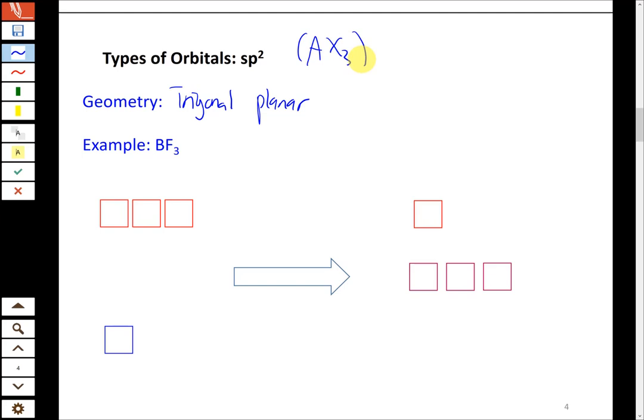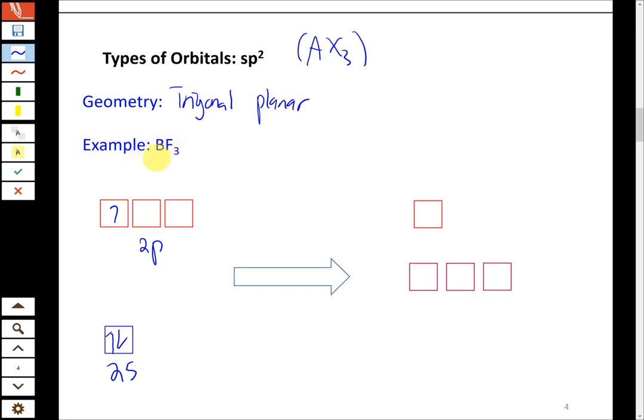And I think this one hopefully makes even more sense about why we need it, because if we have an example like BF3, boron has a 2s2, 2p1 valence configuration. So the boron atom by itself only has one unpaired electron, yet it's forming three bonds with fluorine. So again, that doesn't quite make sense based on the localized picture we talked about earlier.